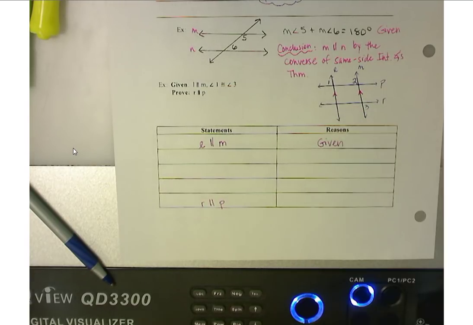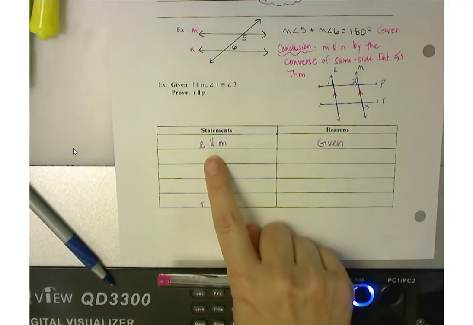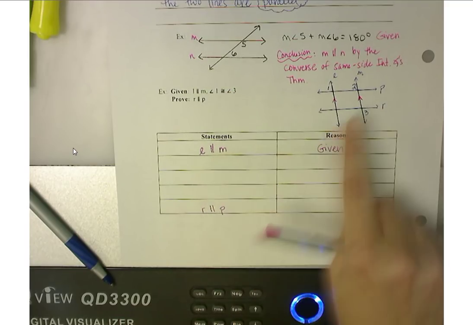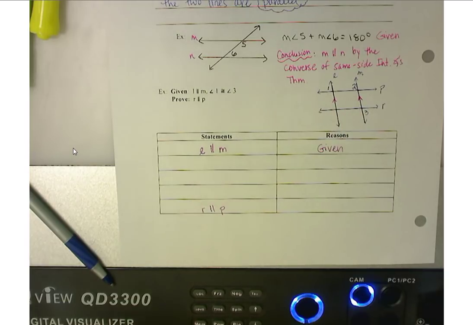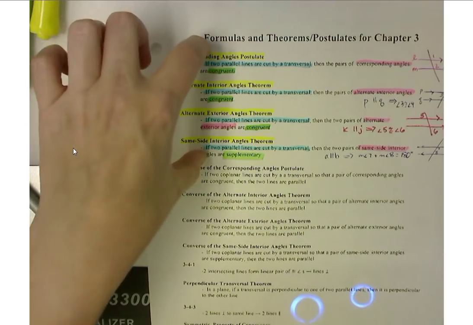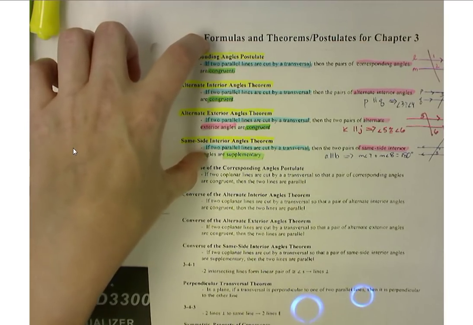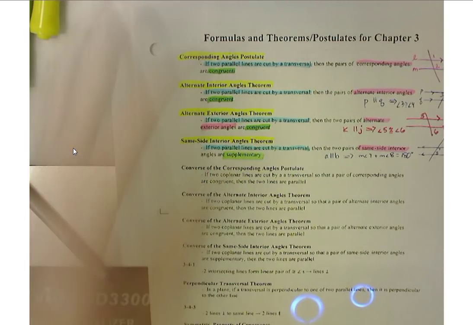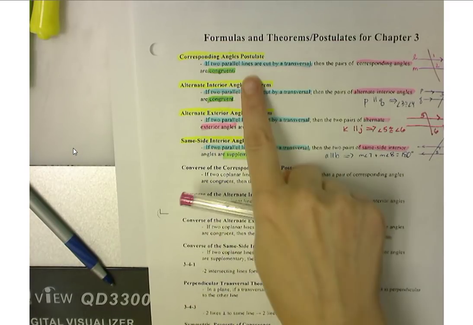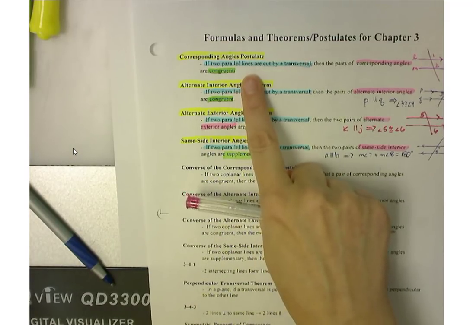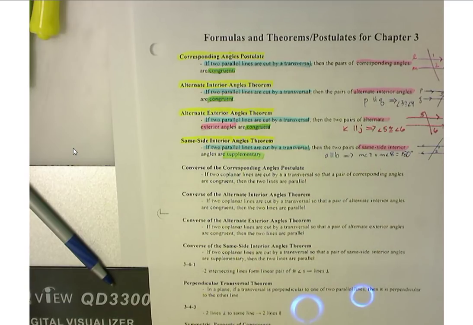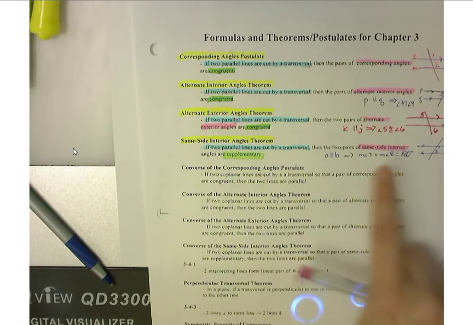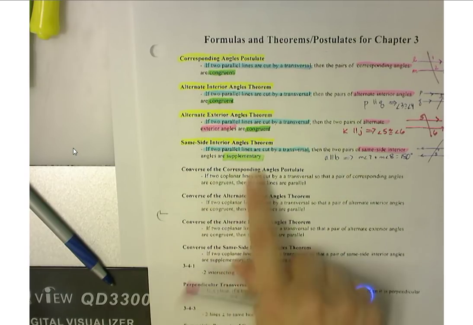All right, and then we want to think about, okay, if L is parallel to M, that is going to mean all four of these theorems are true. Okay, if all four of these theorems are true, that means, because your two parallel lines are cut by the transversal, corresponding angles are congruent, alternate interior angles are congruent, alternate exterior are congruent, and same side interior are supplementary.